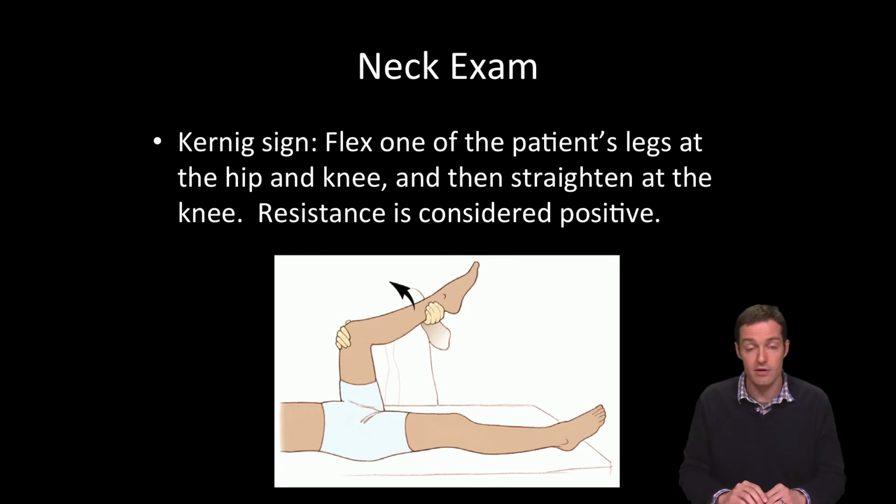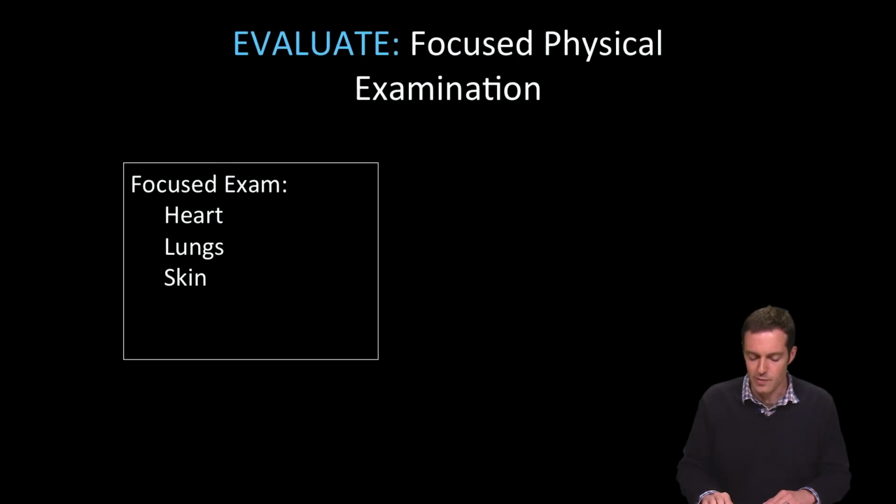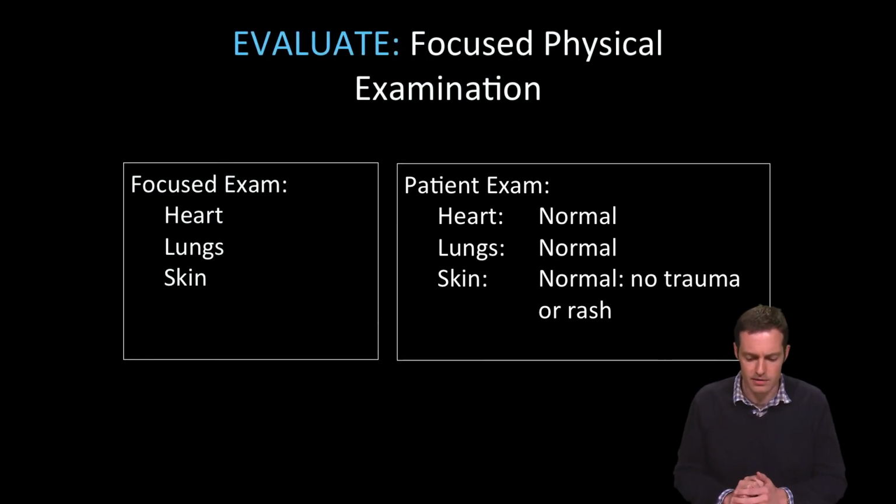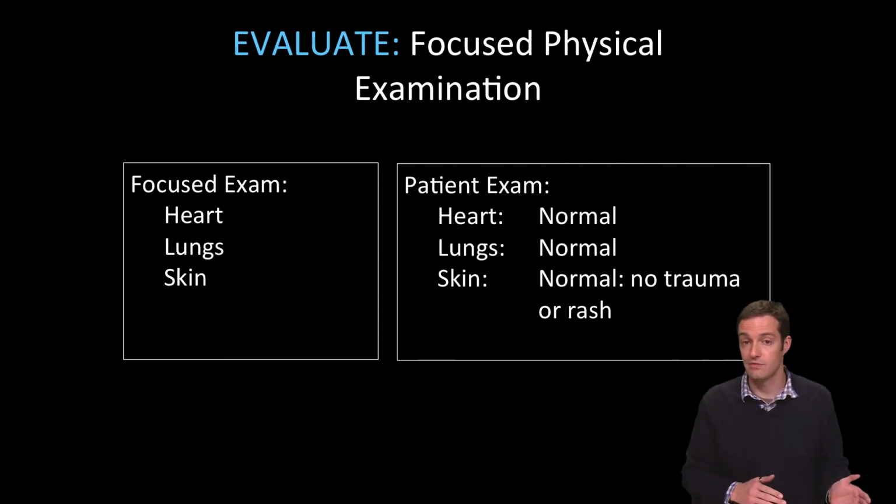Now again, these are dangerous signs. They are not 100% sensitive or 100% specific. You can have many reasons to have some neck stiffness or limited mobility, so you can't rely on them. But if they are present, they certainly should raise alarm bells, and they are considered dangerous red flags. The remaining exam is pretty unremarkable. Heart and lungs are normal. The skin is normal. You don't notice any trauma on the skin. You don't notice any dangerous rashes that might indicate some sort of infection or allergic reaction.